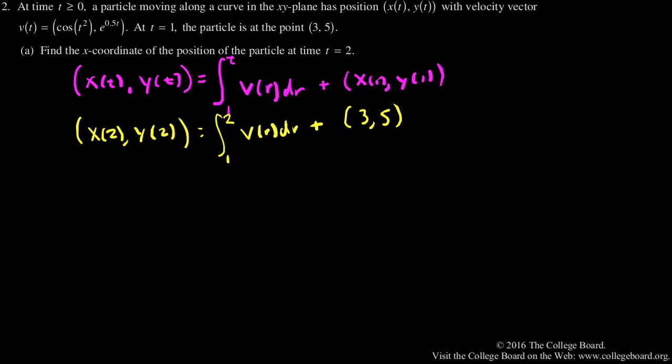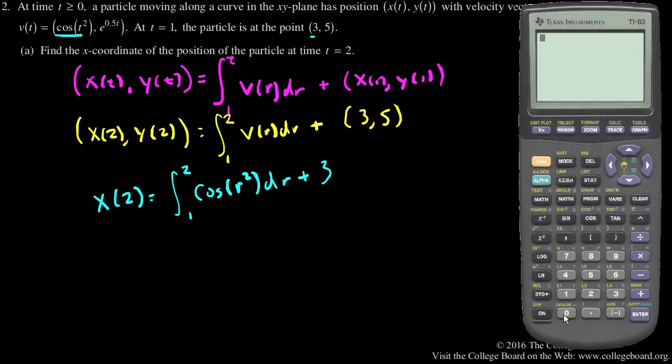I'll change colors again and say, okay, what happens to x? x of 2 is going to equal the integral from 1 to 2 of just the x part of this, cosine of r squared with respect to r, plus the x value here, 3. So basically, we're going to get to 2 by starting at what happens at time 1 and integrating the rate all the way up to 2.